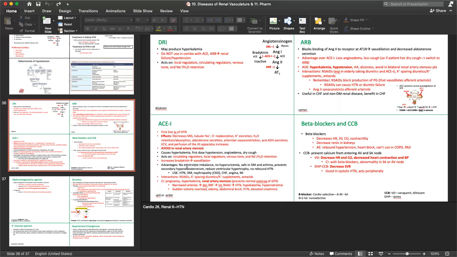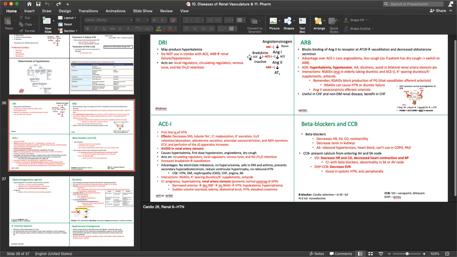It's going to act on circulating regulators, local regulators, and our venous tone. So our advantage is there's not going to be a lot of electrolyte imbalance. And it's pretty safe in diabetics and asthmatics. It's actually great for diabetes. It protects the kidneys. Our interactions with NSAIDs, not good. Not great with potassium-sparing diuretics or supplementation or antacids. Can't use it in pregnancy. Don't want to use it if we already have high potassium or if we've got renal artery stenosis.